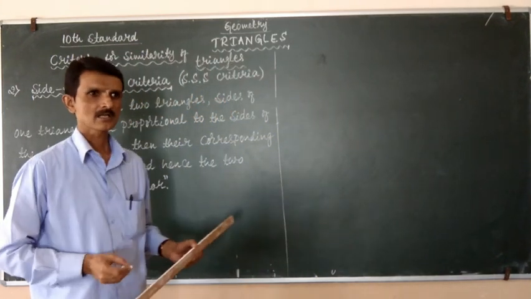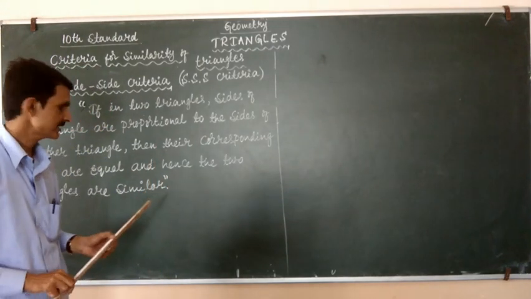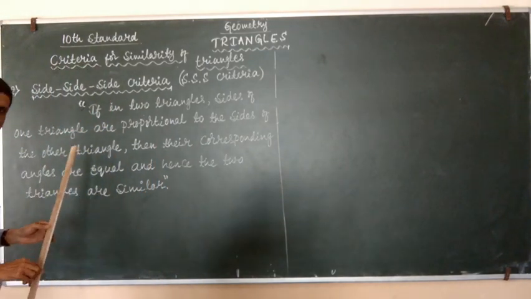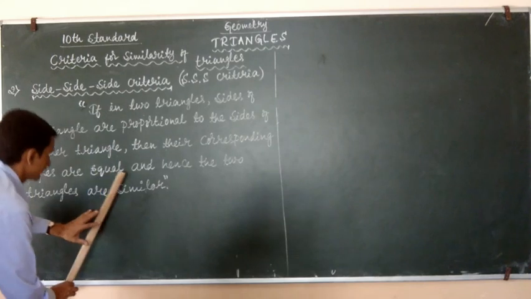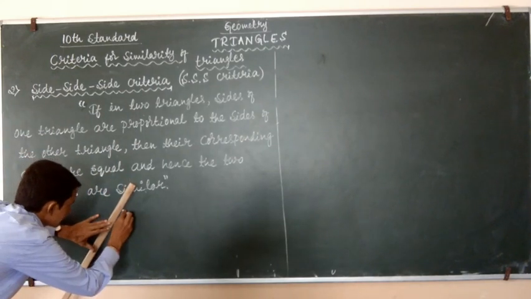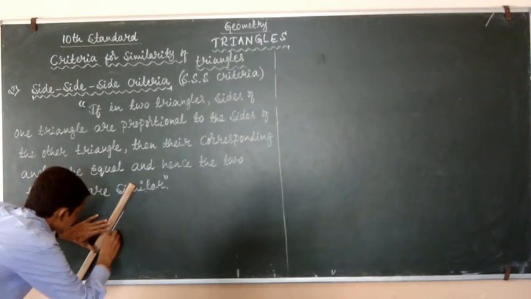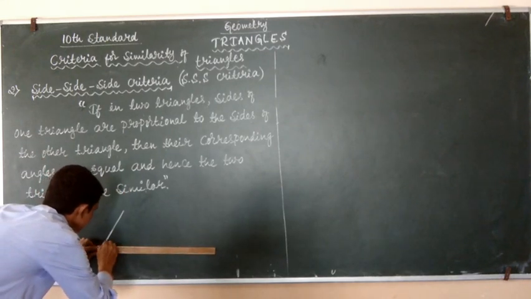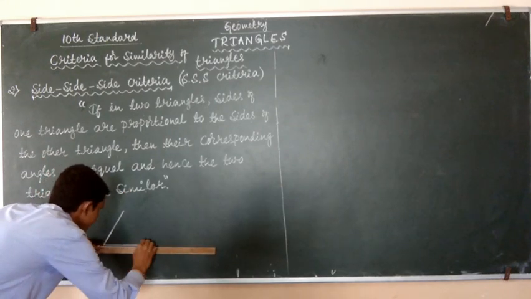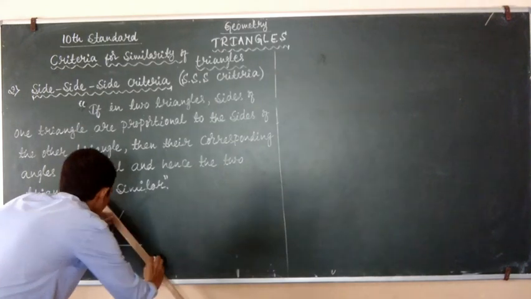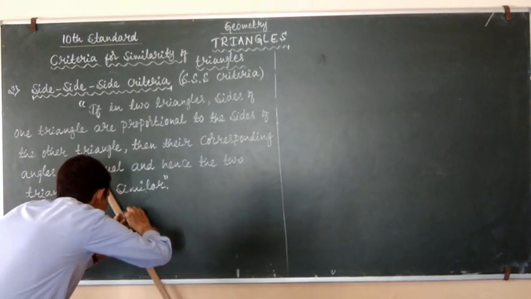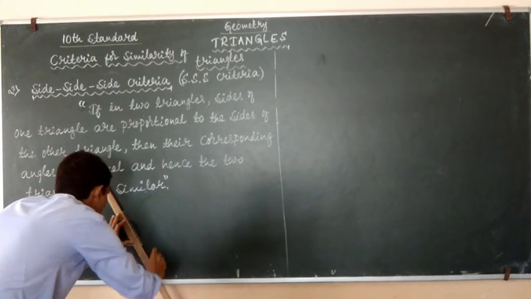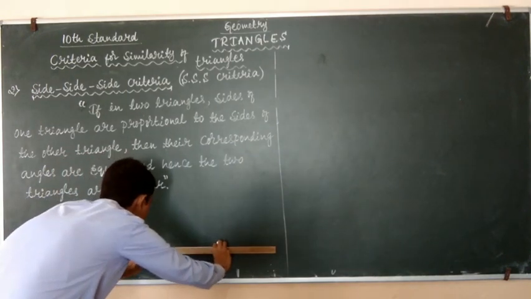So now we shall apply this statement to the diagram. Now we shall write the two triangles. Now observe the two triangles. This is the first triangle.